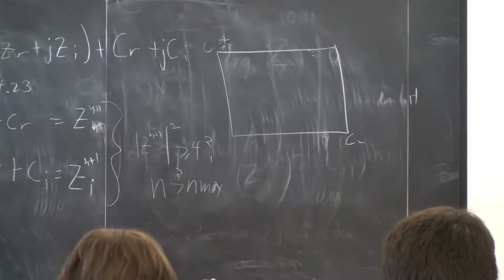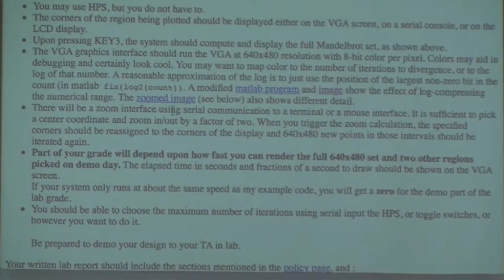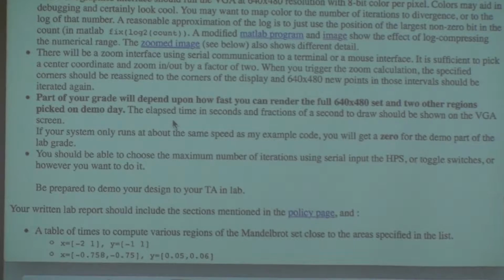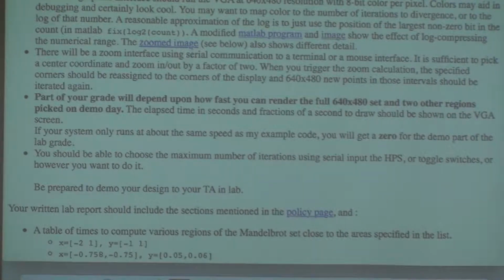The system should compute and display the full Mandelbrot set. VGA graphics should run on the VGA at 640 by 480, 8-bit color. I already talked about the log interface. There will be a zoom interface using serial communication to a terminal or mouse.